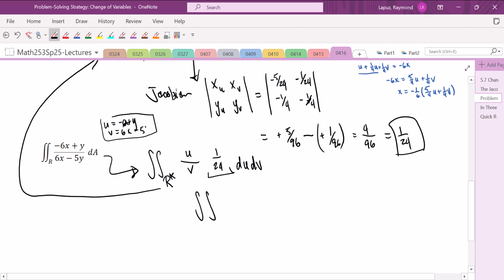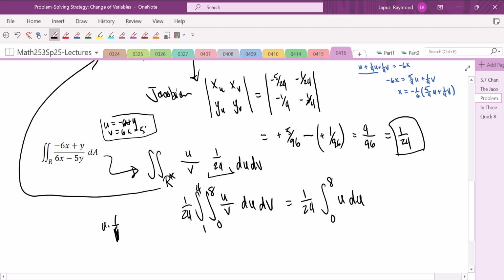So we have 1 over 24 is constant, so let's throw that outside, u over v, and our u limits go from 0 to 8. Our v limits go from 1 to 4. All right, so because this is like saying u times 1 over v, we can split this up into 2 separate integrals. So the u integral, 0 to 8, is just going to be u du, which is going to be u squared over 2. Our second integral from 1 to 4 is going to be 1 over v dv, which is the ln function.